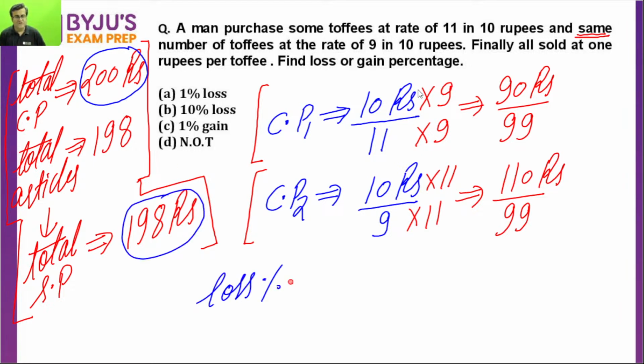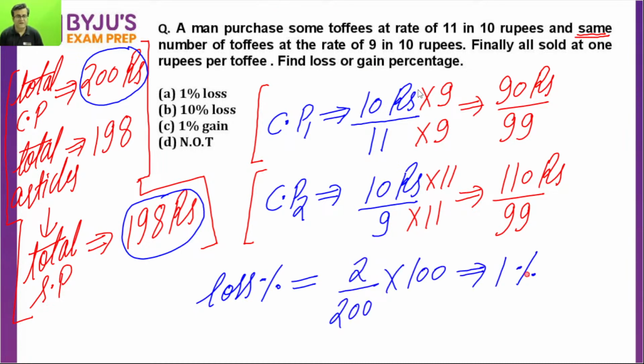So loss percentage, the loss is clearly visible. If the articles were purchased for 200 rupees and sold for 198 rupees, clearly there is a 2 rupees loss upon cost 200. So loss percentage is 1%. That is it. Is the point clear now?